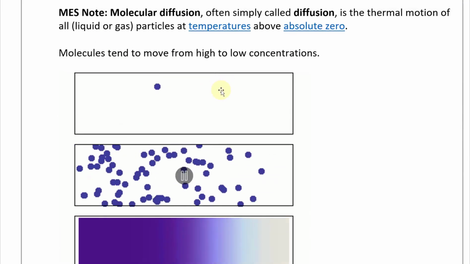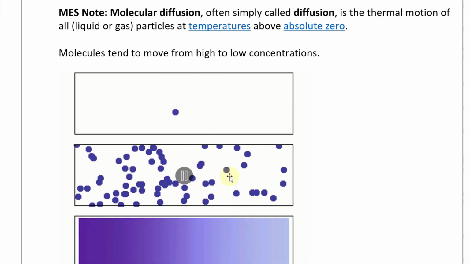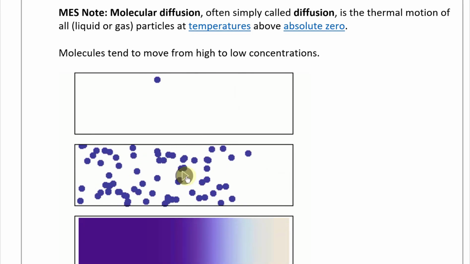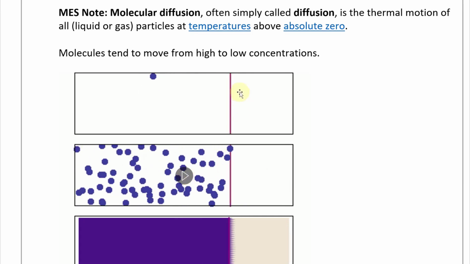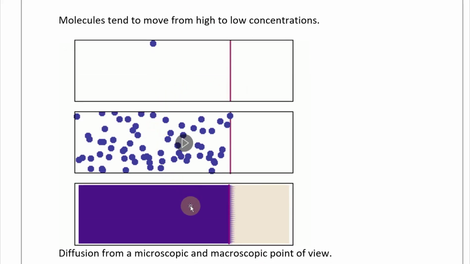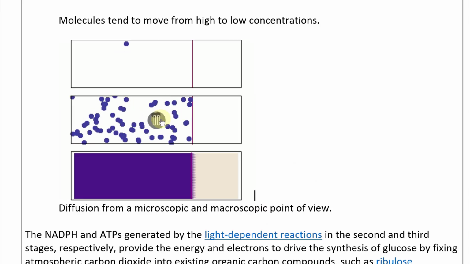So here's an example right here. This is to set up these molecules. We'll pause it. Okay, so we have it like this. Here are three types of gradients. We'll make it smaller. This shows diffusion from a microscopic and macroscopic view. So let's just play this.